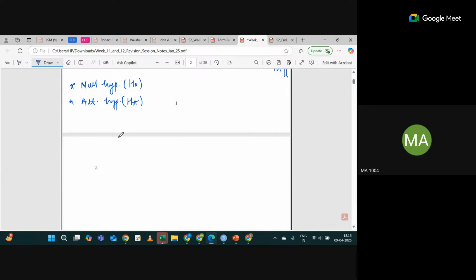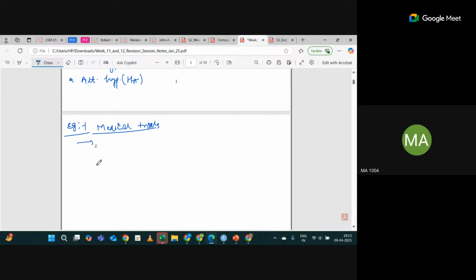Suppose I'm taking a situation for a medical trial. There is a company, a medical company, that wants to test if a new drug is more effective than the current one or old one, whatever.